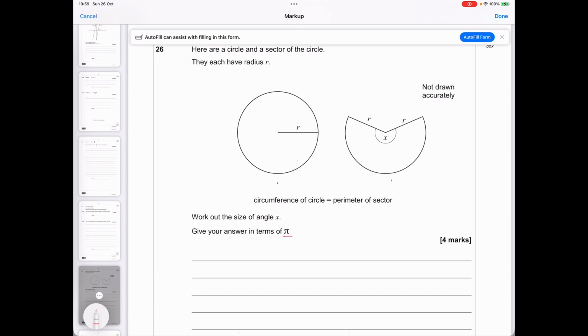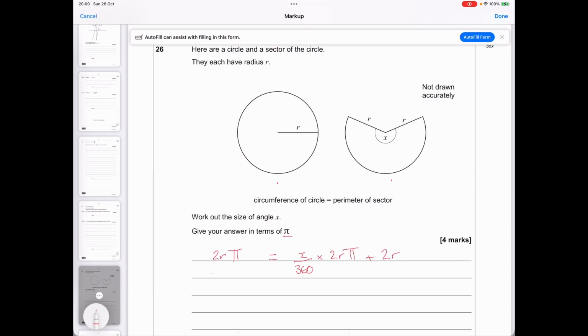Now, the circumference of a circle is pi d, but in this case, because we don't have the d, it would be 2r pi, or 2 pi r, it doesn't really matter. And we say that equals, and this would be x over 360 times 2r pi plus 2r. So that's quite a lot.